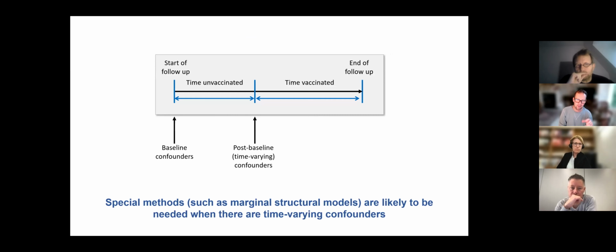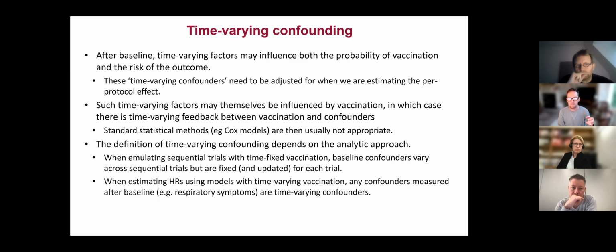Special methods such as marginal structural models are likely to be needed when there are time-varying confounders. You need the special methods if the time-varying confounders are themselves influenced by vaccination, in which case there's time-varying feedback between vaccination and the confounders, and then standard methods, Cox models, are usually not appropriate.